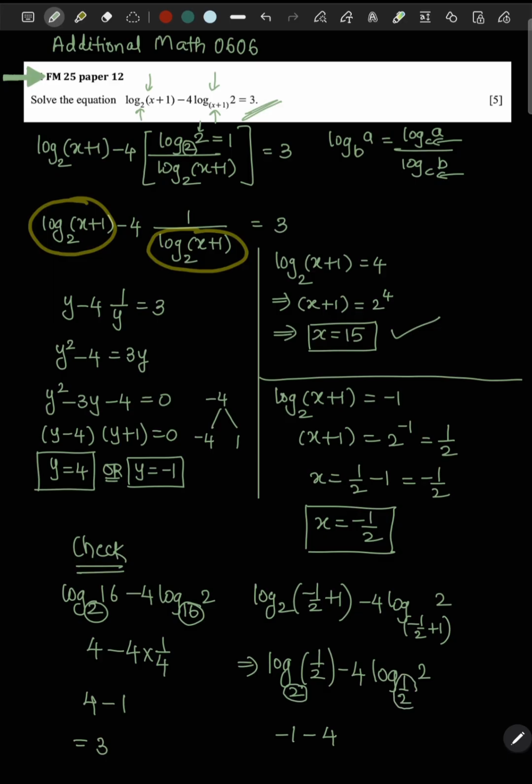Again, half is to be raised to what power to give 2? If I have half, how do I get 2? To get 2, I need to take a reciprocal again, which is nothing but minus 1. So I get here minus 1. And therefore, I get minus 1 plus 4, which is equal to 3. Again, it satisfies my right hand side. So x equals minus half is also a correct x value. So in this case, both the values of x can be your answers.